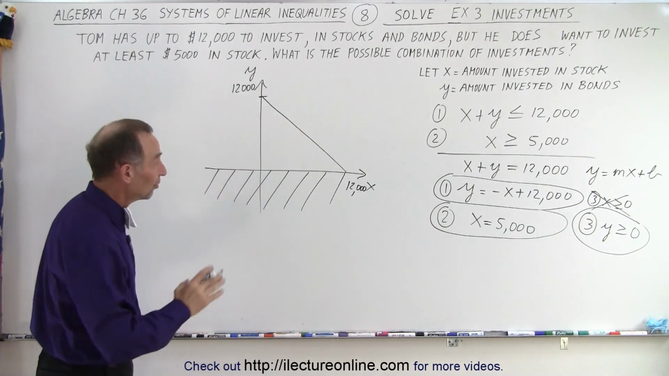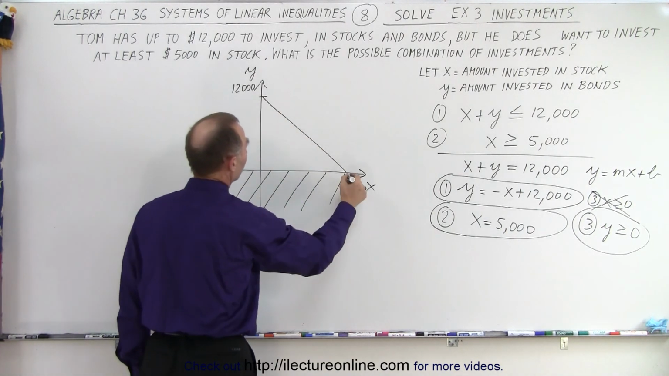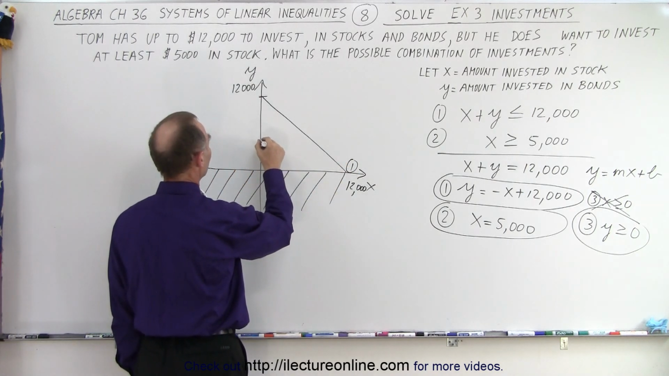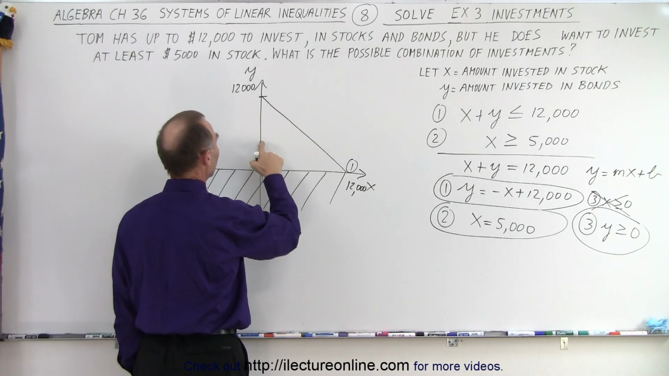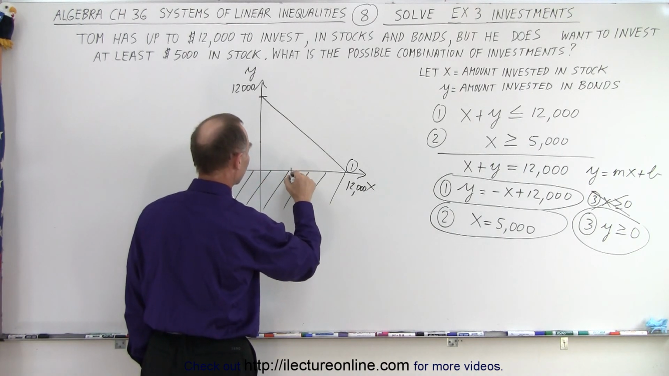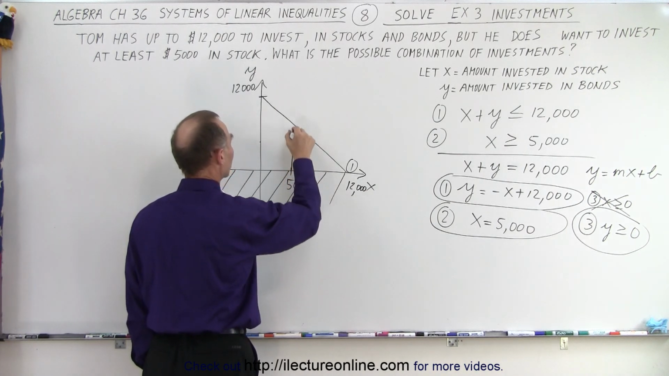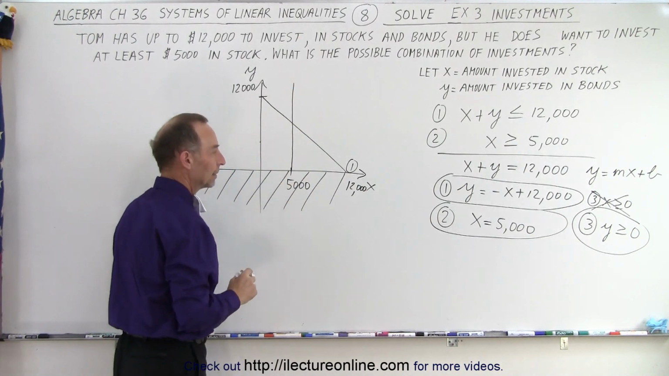Now we need the second equation. So this is equation number one. Equation number two, x equals 5,000. So here's 5,000. No, that would be y. We don't want it there. We want it at x. So let's put it right here. There's 5,000 for x. And we draw a solid line straight up. Good.